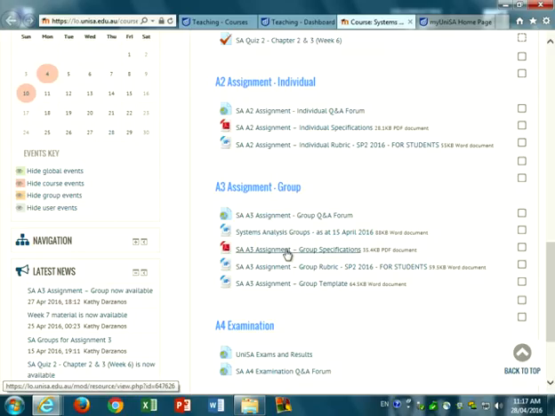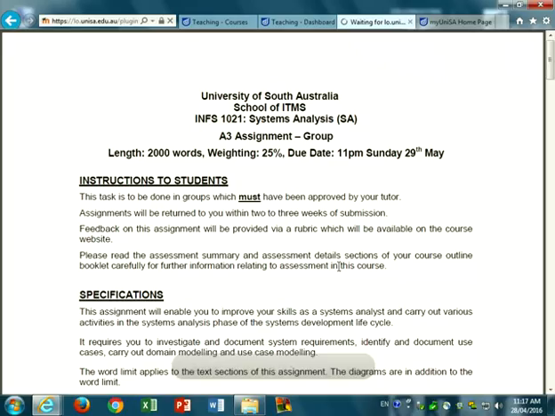So I've put up the specs, a rubric and a template. So let's have a look at the specs first of all. So the assignment is due 11 p.m. Sunday 29th of May. It's worth 25%.